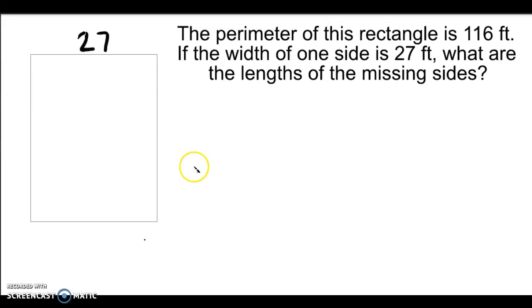Hey mathematicians, today we're going to take your knowledge of perimeter and push it just a little bit further to see if we can solve this problem. So the problem I have today is the perimeter of this rectangle is 116 feet. If the width of one side is 27 feet, what are the lengths of the missing sides?